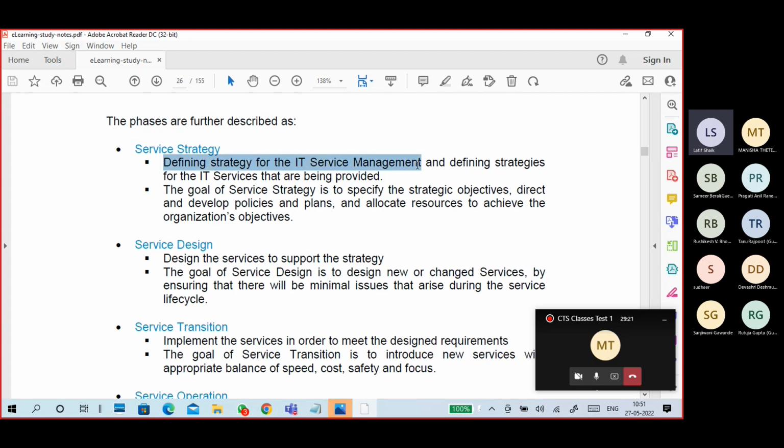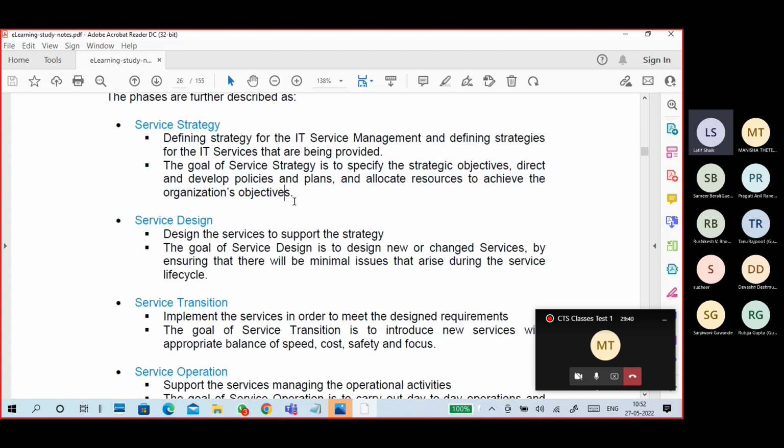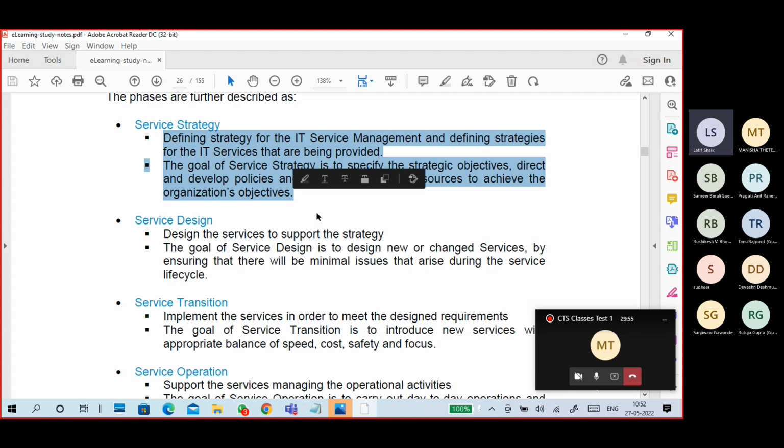Defining the strategy of IT service management, and defining strategies for the IT services that are being provided. The goal of service strategy is to specify strategic objectives, direct and develop policies and plans, and allocate resources to achieve the organization's objectives. If I put it like this, people like the class but don't understand anything. So these are the direct definitions of a service strategy, guys.